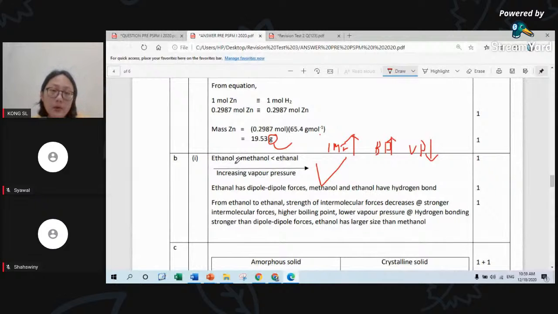Soalan boleh tanya vapor pressure, boleh tanya intermolecular forces, boleh tanya boiling point. Jadi jawab dengan berhati-hati. Susunan macam mana?